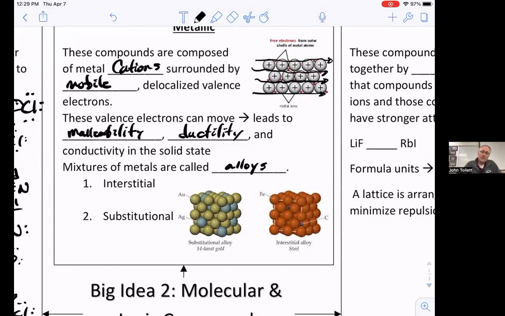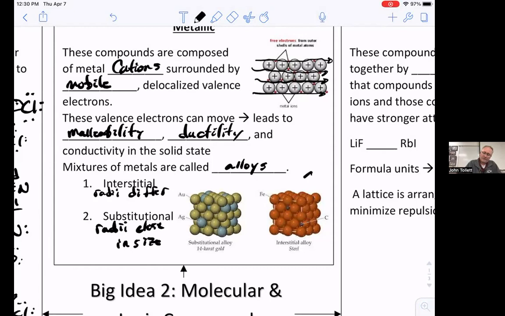There are 2 different types of alloys. There's substitutional alloy. This is where the radii of the atoms are similar in size, close in size. And for interstitial, this is where the radii are quite different, so they differ a great deal. One would be far smaller than the other. A good example of that would be steel.